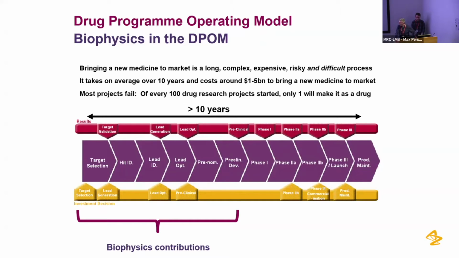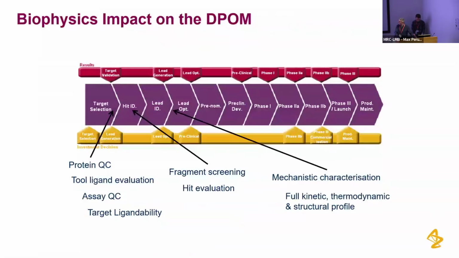And what I've shown at the bottom is where biophysics contributions are most commonly applied. So usually in the early phases of drug discovery, so the phases that are preclinical in nature. And I'll give a bit more detail on that on this slide. So usually biophysics methods are applied following target selection in hit identification and through the lead identification, lead optimization processes. And the sorts of things that we use them for are shown here.